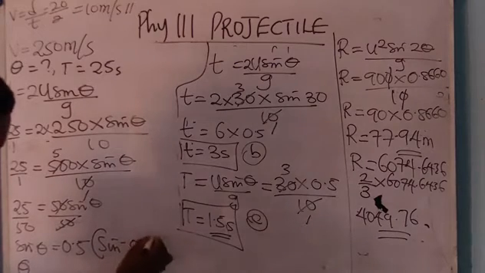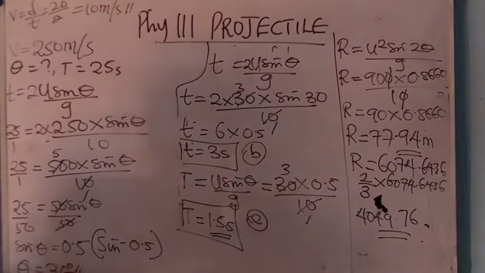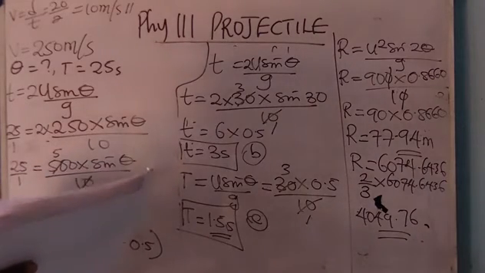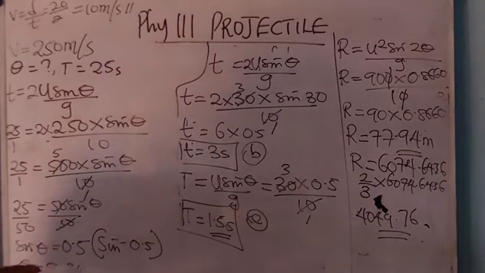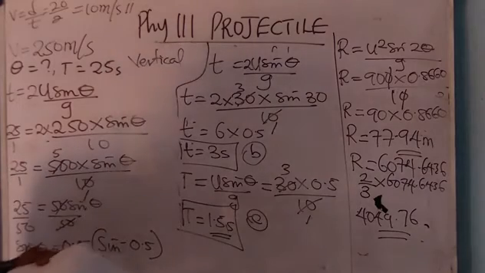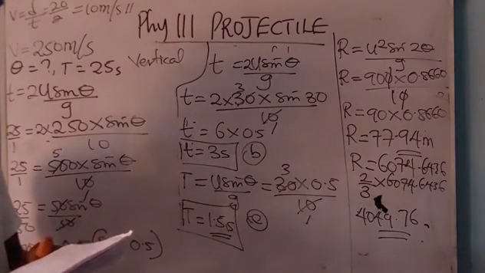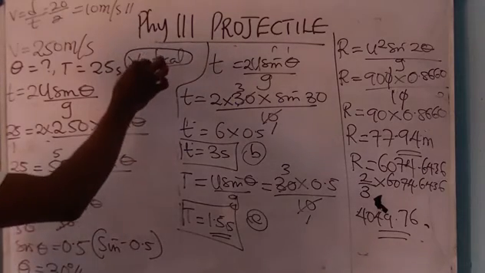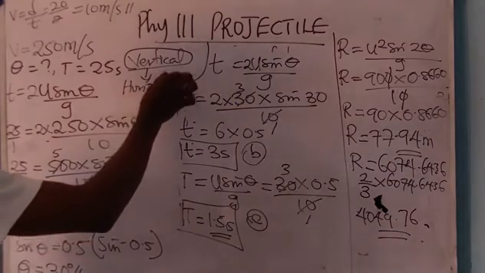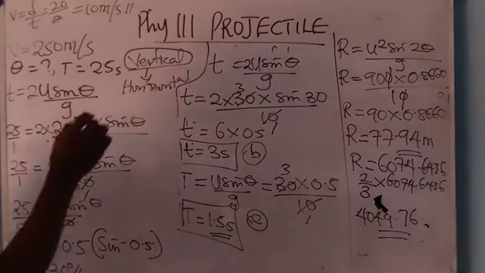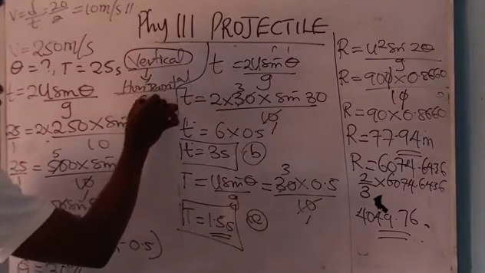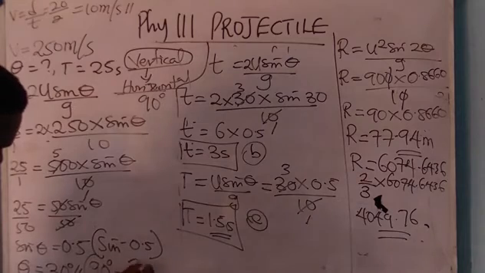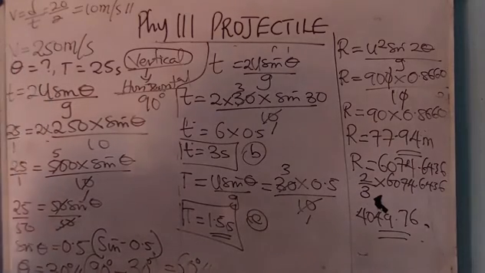So the sine inverse of 0.5, I have it to be 30 degrees. Is that the final answer? No. Let me repeat the question. A missile is projected with a velocity of 250 meters per second at an angle to the vertical. Don't forget, to the vertical. Whenever you hear the words to the vertical, to get the final angle you subtract from 90 degrees. So 90 degrees minus 30 degrees gives us 60 degrees. That is our final answer.